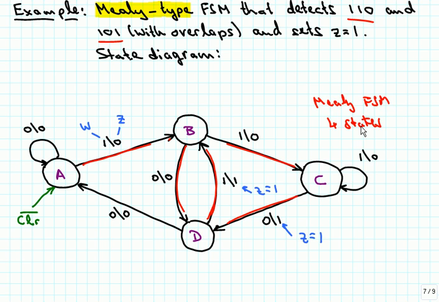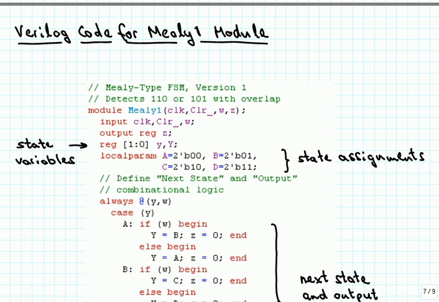Okay, so here is the Mealy 1 module. The input declarations and output declarations of the module are exactly the same as we had for the Moore modules. So we have a clock for the input, we have a clear, which is negative logic, we have the W, which is the actual binary sequence, and we have the output C here. We also use here the state variables little y and capital Y. So that is the same as it was for the Moore 1 and the Moore 2 modules.